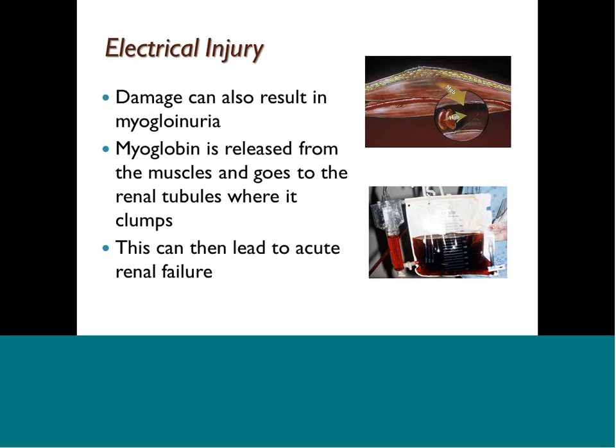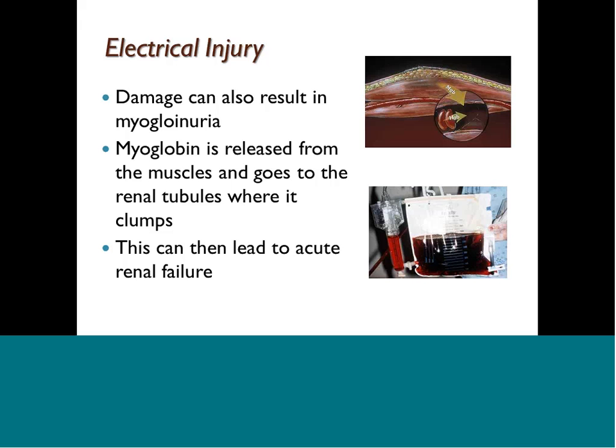Damage also can result in release of red blood cells from your tissues and the muscles. As the electricity goes through the body, red blood cells are released, and they go right to the kidneys and can clump up where the renal tubules are. It's myoglobin that's released from the muscles, and you have a state called myoglobinuria. That can lead to acute renal failure.